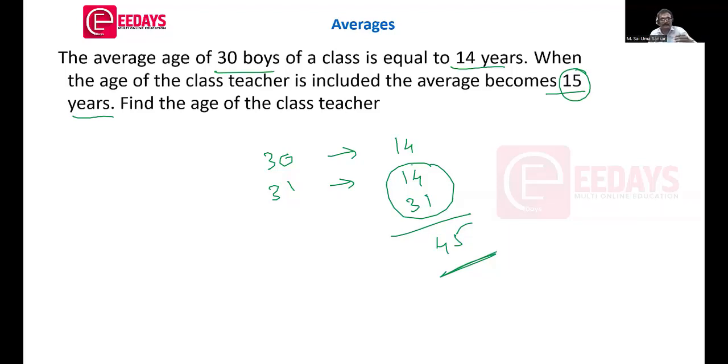How many members are there? 31 members. So you need to add 31 to this number. So what is the answer? Answer is equal to 45.